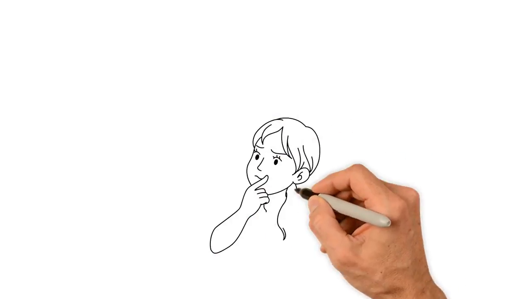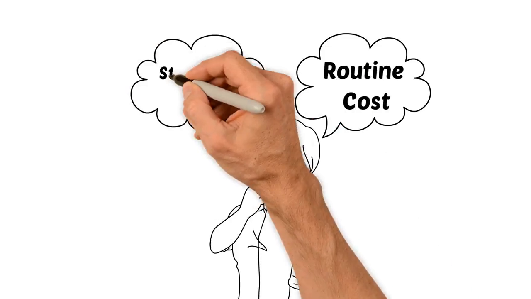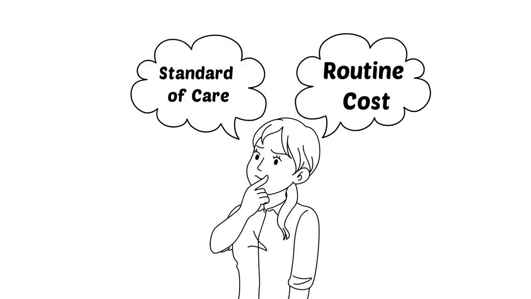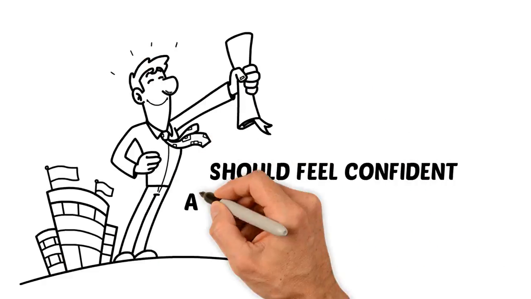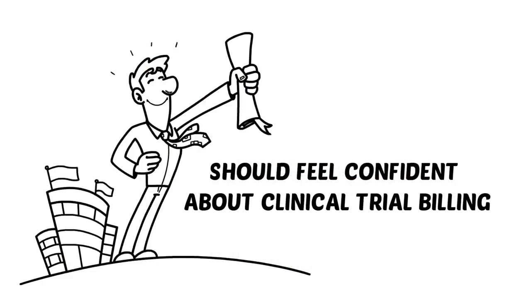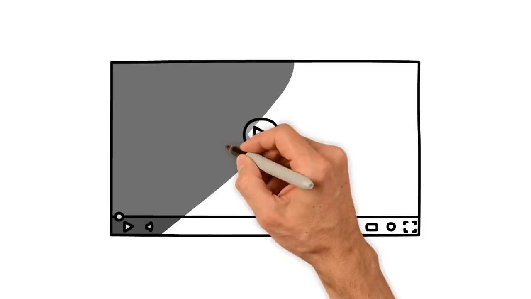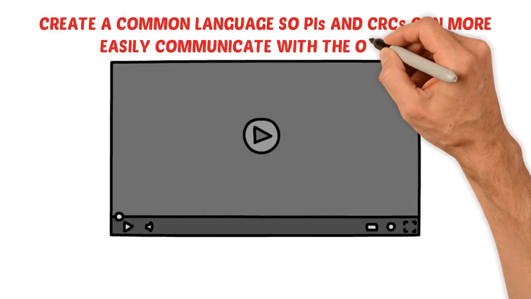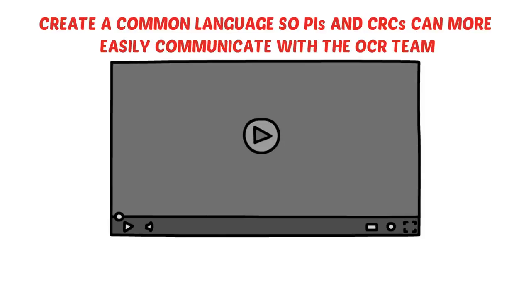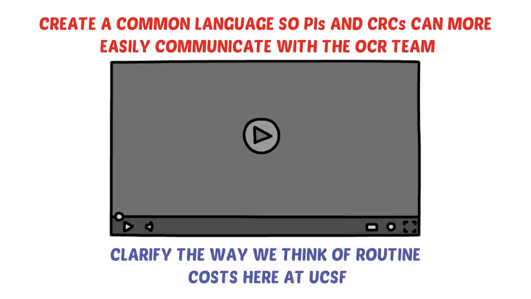The terms routine cost and standard of care can be a confusing part of the coverage analysis process, so it is important that they are defined correctly. PIs and CRCs should feel confident about clinical trial billing and study startup procedures so they can focus on conducting research. The purpose of this video is to help create a common language so PIs and CRCs can more easily communicate with the Office of Clinical Research, or OCR, team. Clarify the way we think of routine costs here at UCSF.